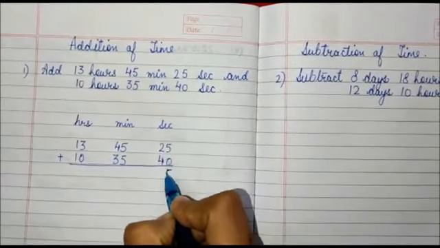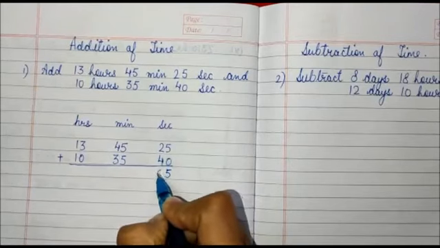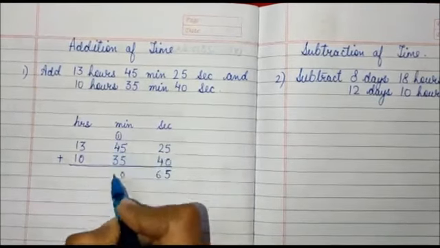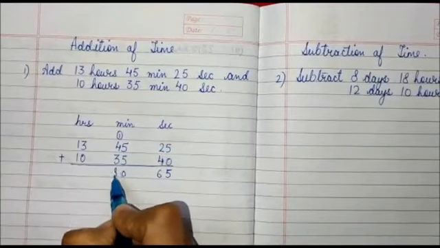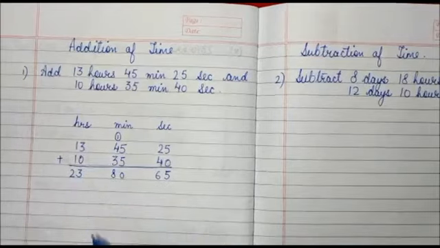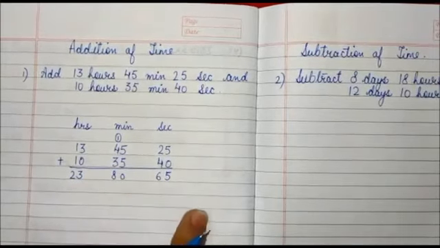Here I have 5 and 4 and 2, which gives me 6. Here I have 5 and 5, 10. 1 will be carried forward. Here I will have 80, so I have 80 minutes. Here 23 hours. Now, but this is not the final answer.